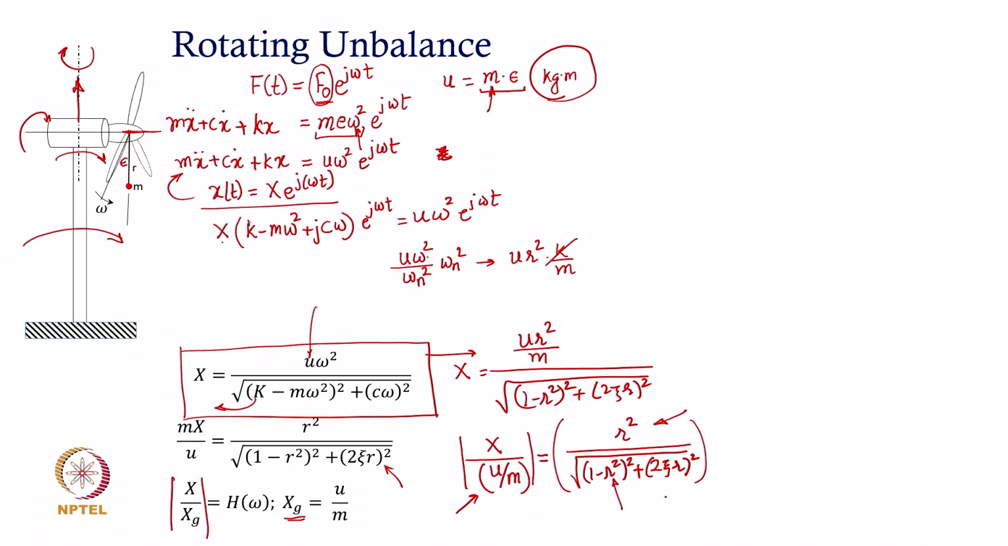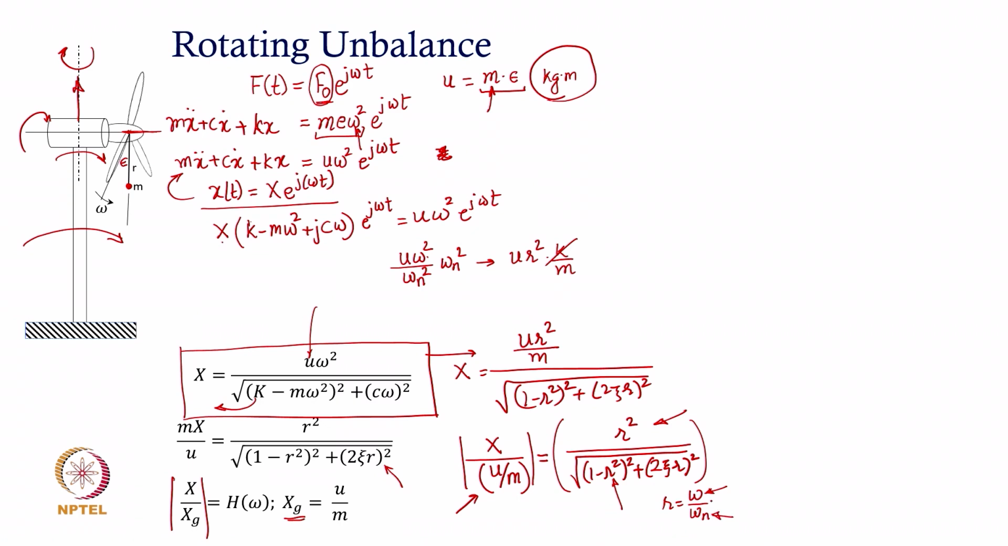Now, frequency ratio r, which is omega over omega n, is actually the rotational speed. Okay. It is the normalized rotational speed, or a dimensionless rotational speed, because this is changing with the rotation, I mean, this is representing the rotational frequency, and this is the natural frequency of the system.